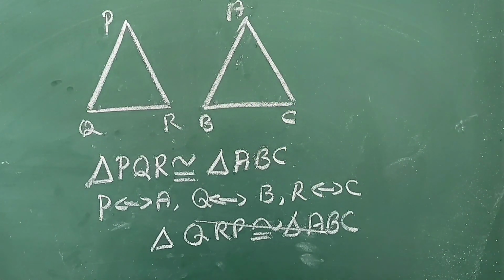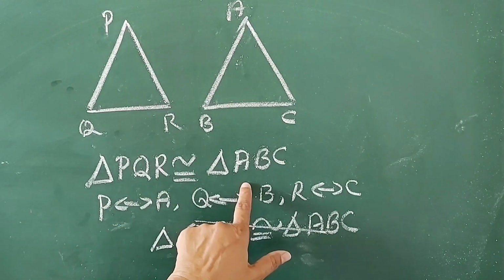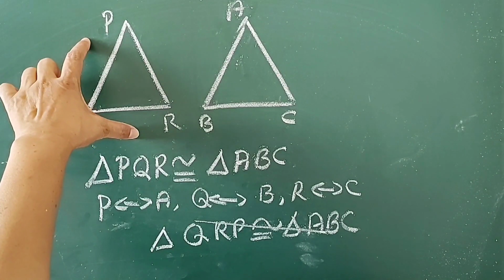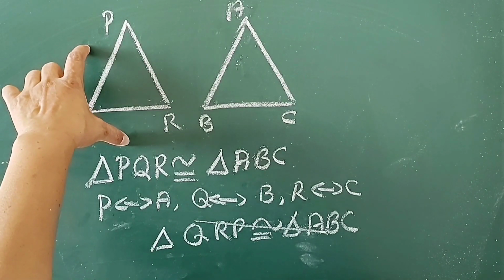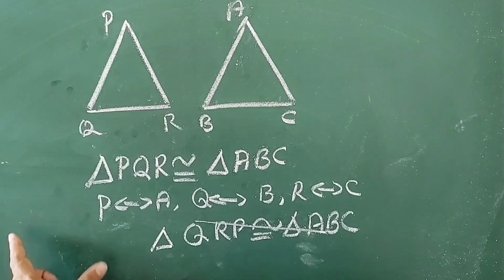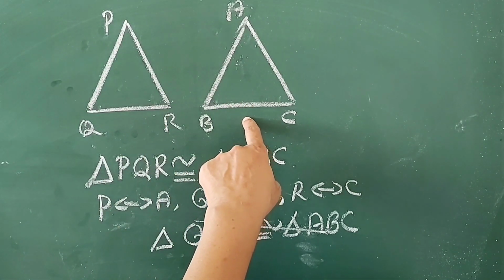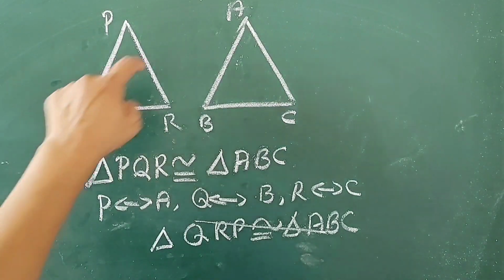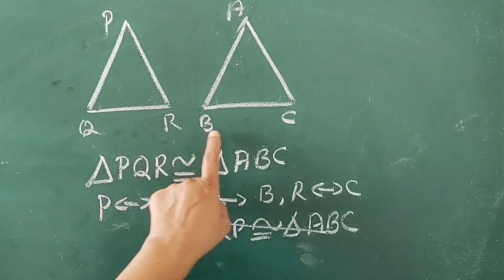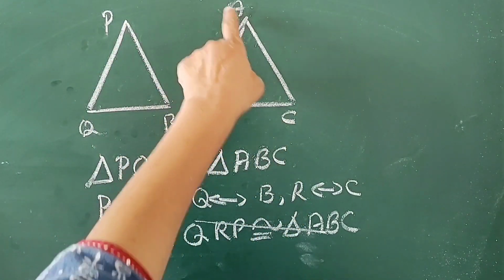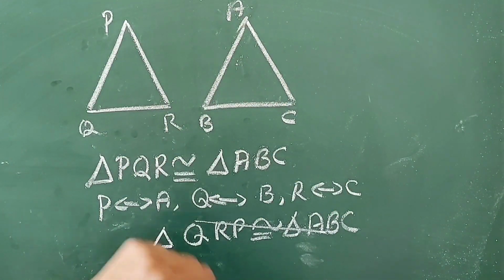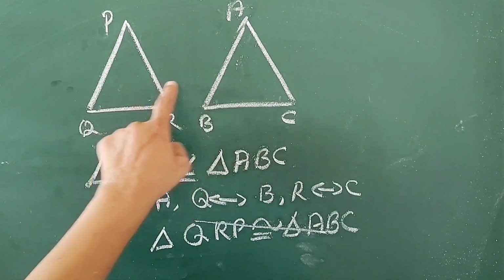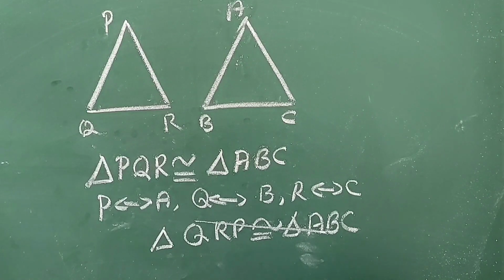We know that two triangles are congruent if the sides and angles of one triangle are equal to the corresponding sides and angles of the other triangle. That is, PQ equal to AB, QR equal to BC, PR equal to AC. Also, angle P equal to angle A, angle Q equal to angle B, angle R equal to angle C.